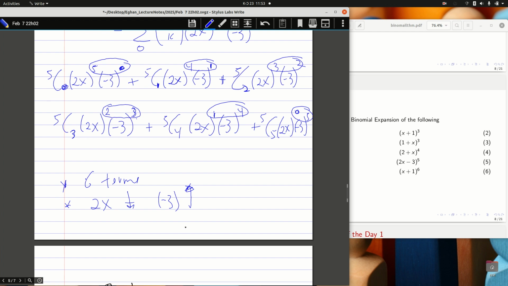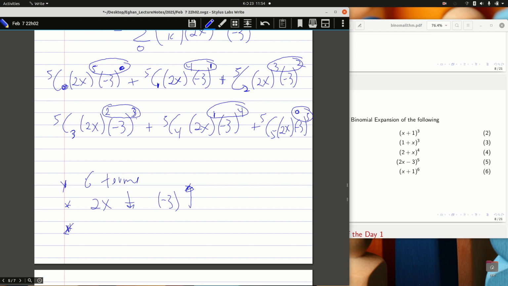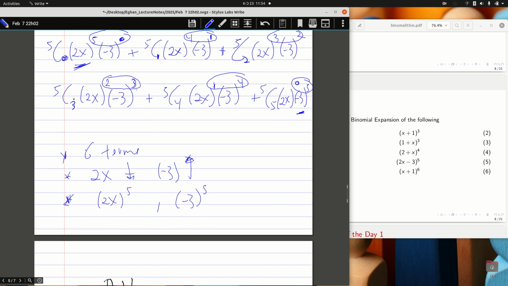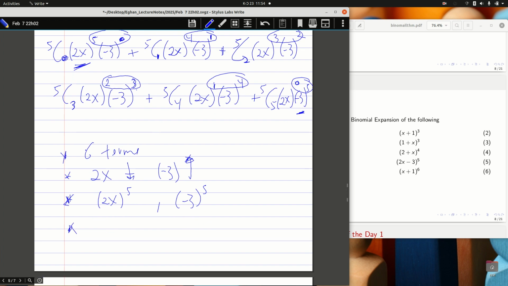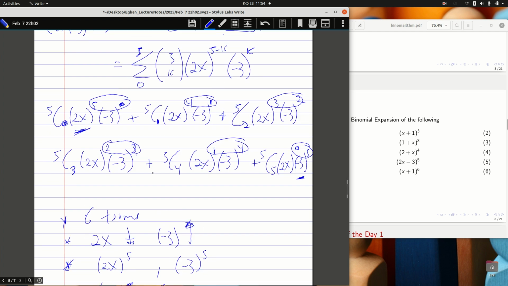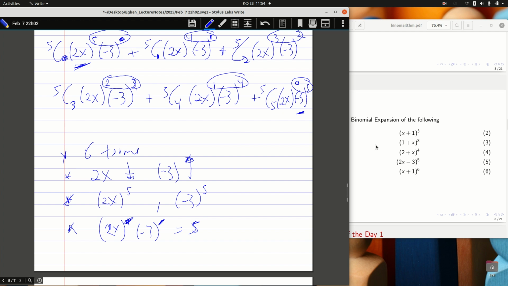Again, my first term would be 2x to the power 5. My last term is negative 3 to the power 5. You can verify from this and then that, because negative 3 to the power 0 is 1. That is not all. You realize that when I add the indexes of 2x, whatever I had here, and then the index of whatever I had here, they would always add up to 5, and so on and so forth. So this is how you verify your properties. You take your time and then you go through the lecture video for me.